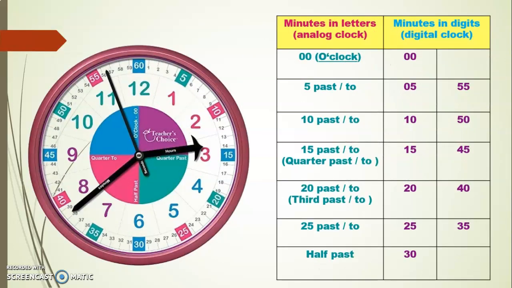Remember or remark that in minutes in letters in the analog clock, when it's on 12, it will be o'clock. We have 5 past or to. We have 10 past or to. We have 15, or quarter past or to. We have 20, or third past or to. We have 25 past or to, and half past. In digits, we use table 5 as we said: 0, 5, 10, 15, 20, 25, 30, 35, 40, 45, 50, and then 55.